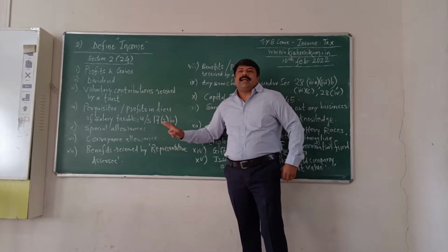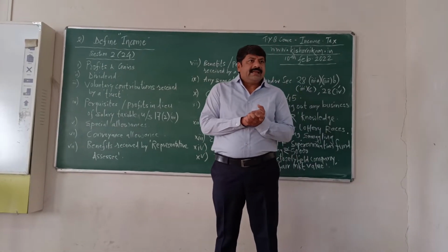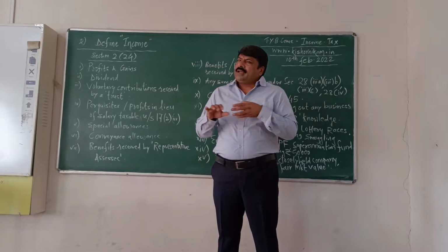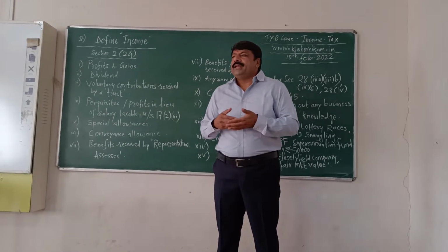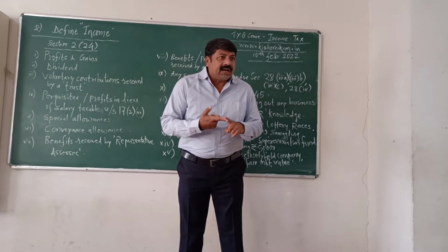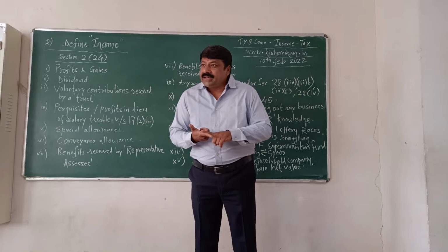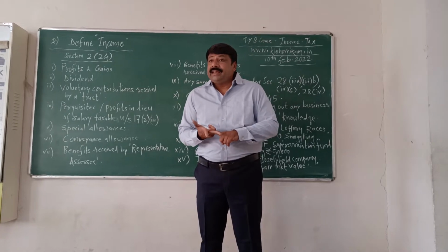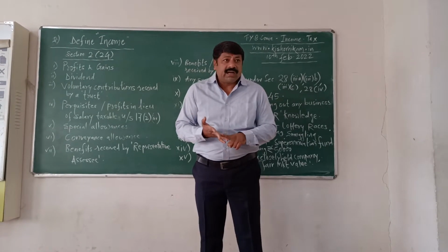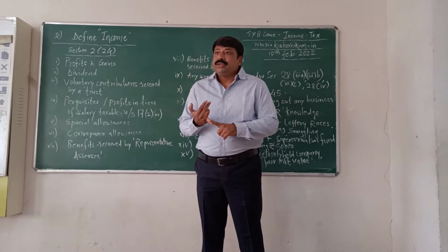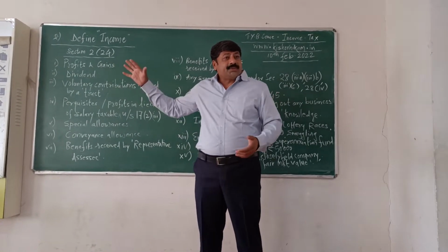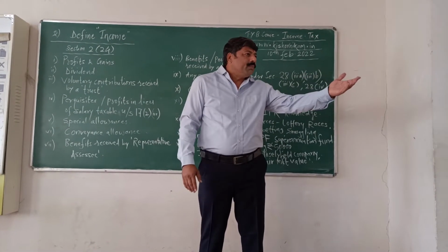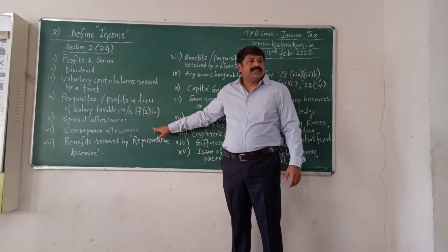The special allowances, especially in case of salary, different special allowances are granted by employer to the employee. Now there are various examples, the list is very long. Children education allowance, hostel expenditure allowance, tribal area allowance, city compensatory allowance, counter insurgency allowance, hilly area allowance, uniform allowance, lunch allowance, conveyance allowance, travelling allowance. Is that clear? Various examples are there under special allowances. Over and above the salary, extra amount is paid by employer to the employee. It comes under special allowances.